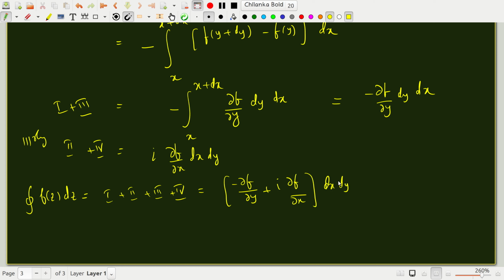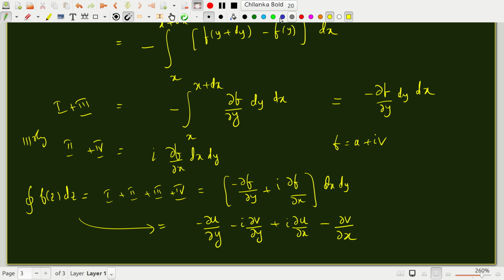Okay. Now if I use the fact that f is u plus iv and then expand, this integral becomes minus partial u partial y, okay, minus i partial v partial y, plus I partial u partial x minus partial v partial x. Now you have to watch a bit carefully. If I look at this term, partial u partial y, right, and then partial v partial x.